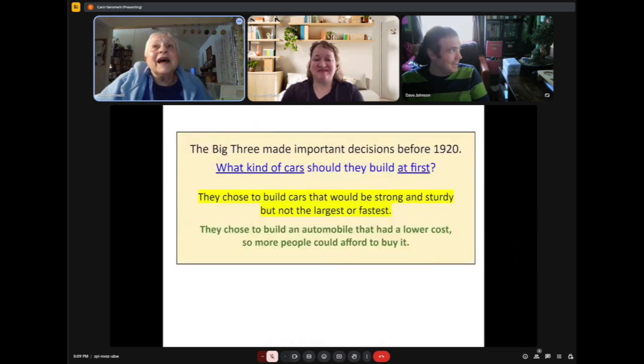Okay. The point is, we had very sturdy, not super fast, but low cost cars that were the choice of what was going to be manufactured by the big three.